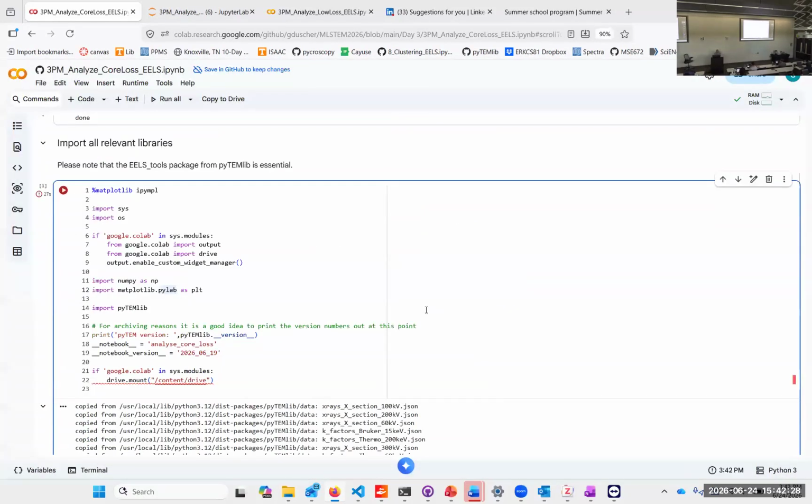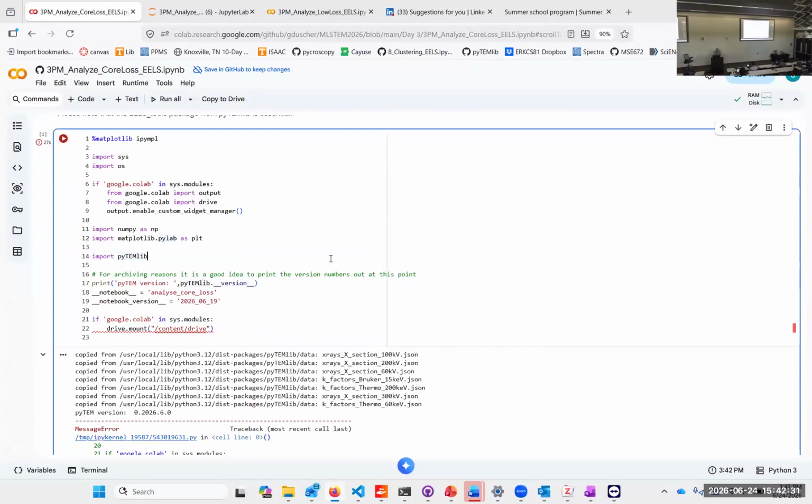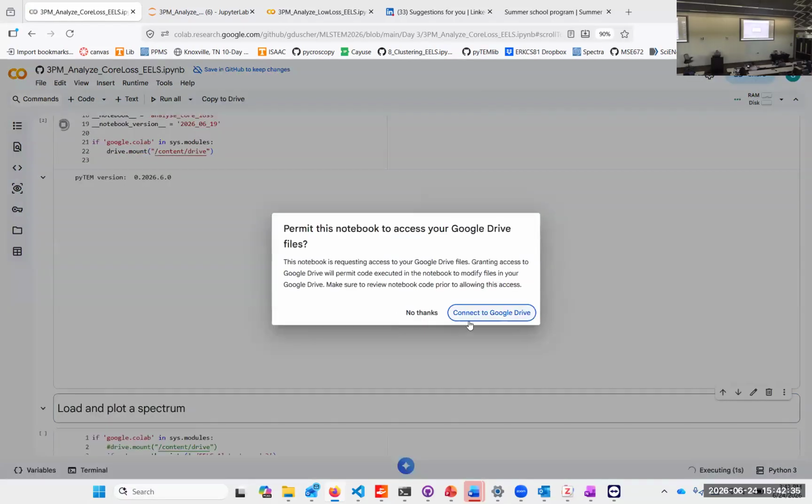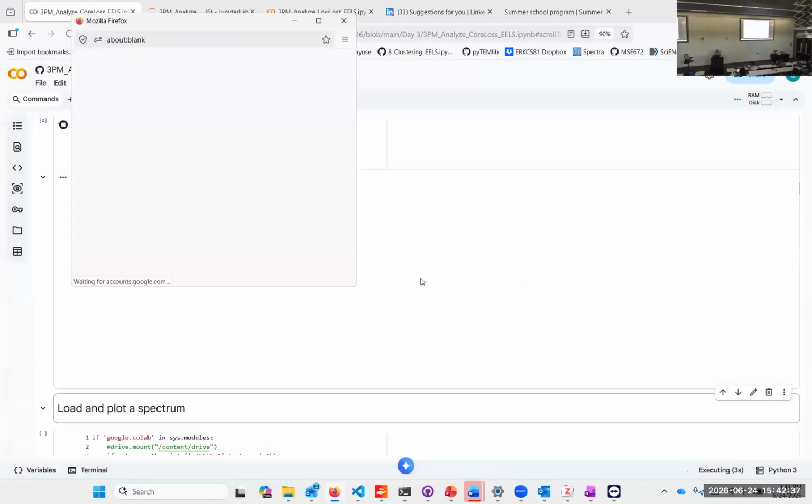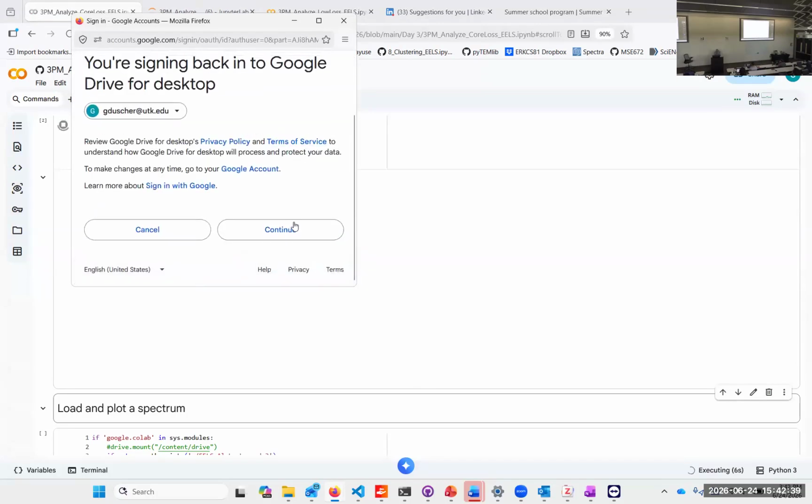I don't want to connect my Google Drive right now, but you can, and then you will see what I should have done. Okay, let's see whether it works now. We had some problems before.